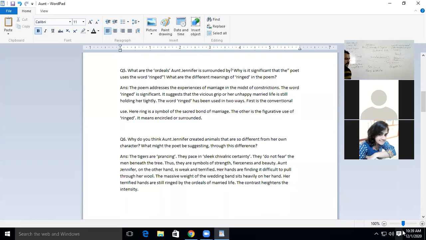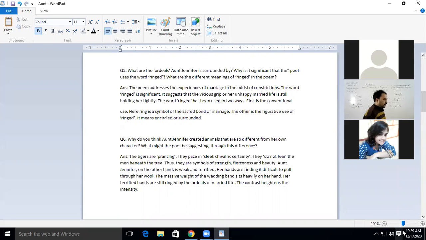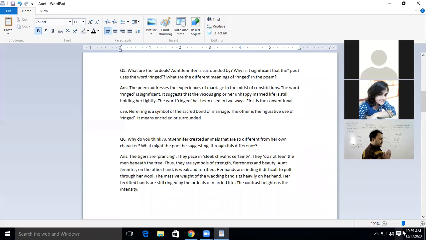Next, why do you think Aunt Jennifer created animals that are so different from her own? So the tigers which she has created are different from her own image, her own personality. Still she has created them. Why do you think she has done so? What might the poet be suggesting through this difference? Yes, Gracie. Yes, sir. So the timid and fearful Aunt Jennifer creates an alternative world of free and fearless tigers to express her longings for freedom and a medium of escape from the grimness of marriage. And the ironical contrast is also there as a warning by the poet against the acceptance of subjugation by women, as it crushes their dreams, individuality, and full life.